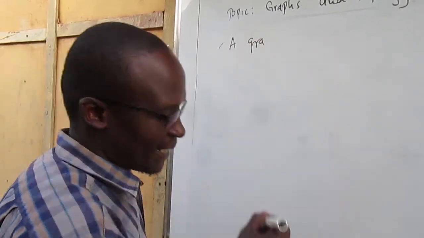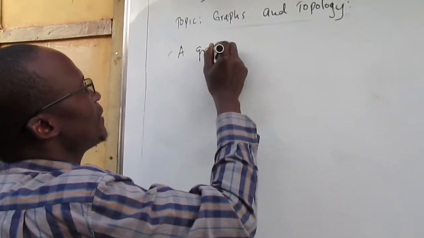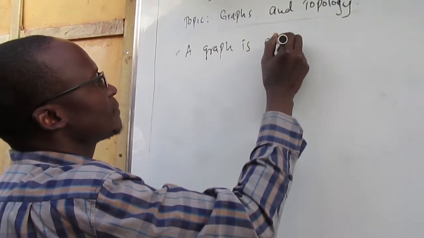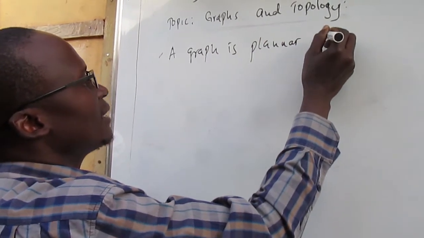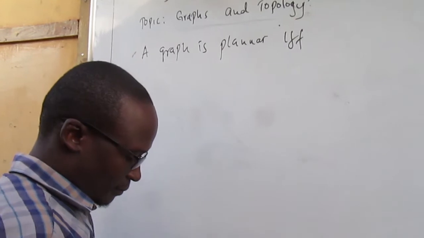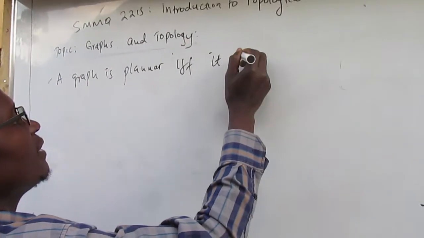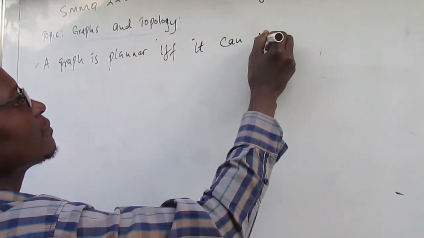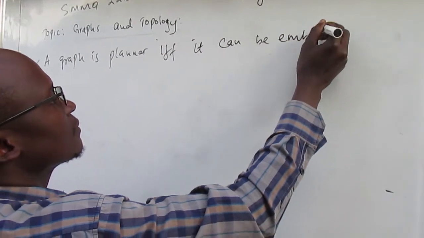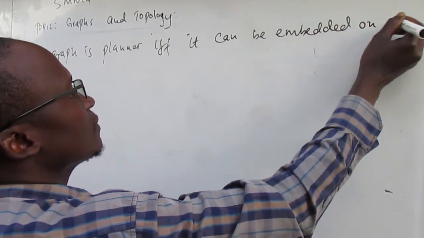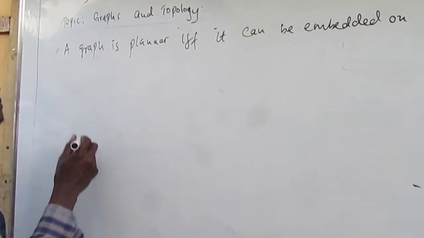So another characteristic of planar graphs: we say that a graph is planar if and only if it can be embedded on the sphere.